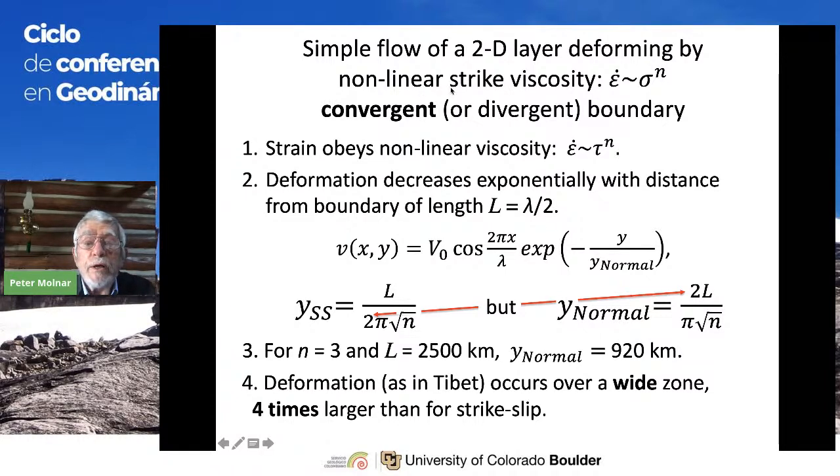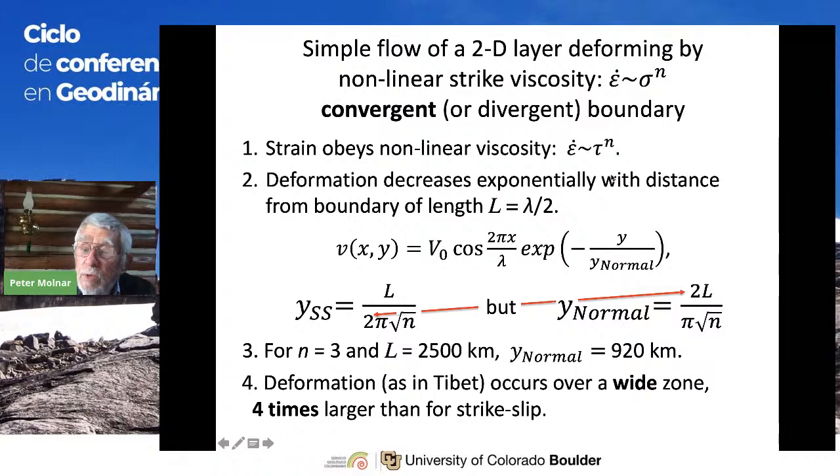So now, if we consider, again, I've been sloppy. I can't tell you how many times I've corrected this file, but anyway, I've got mistakes in here. We're considering a convergent boundary in here, again, with nonlinear viscosity, strain rate varying as stress to some power n, again, repeated down in here.